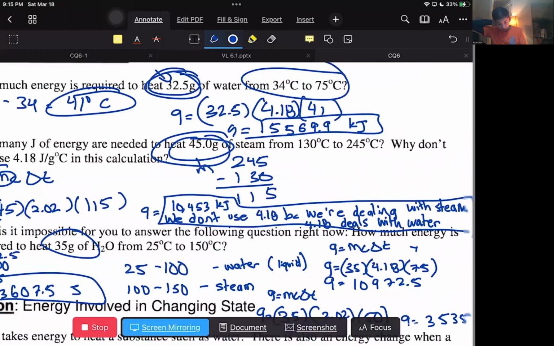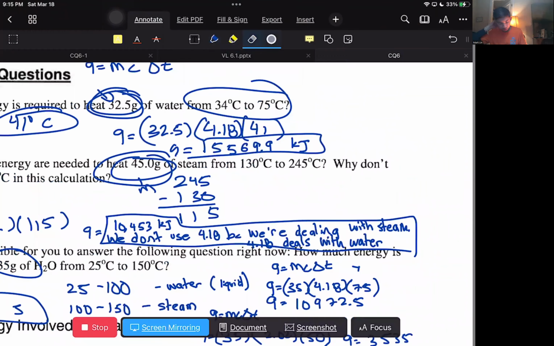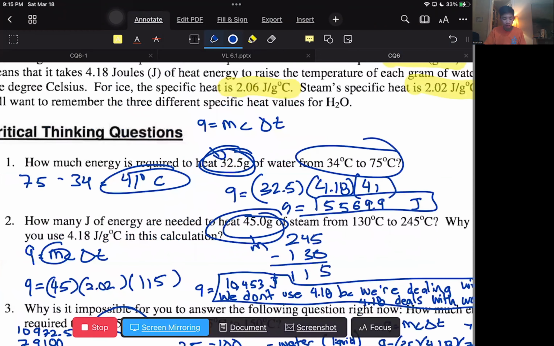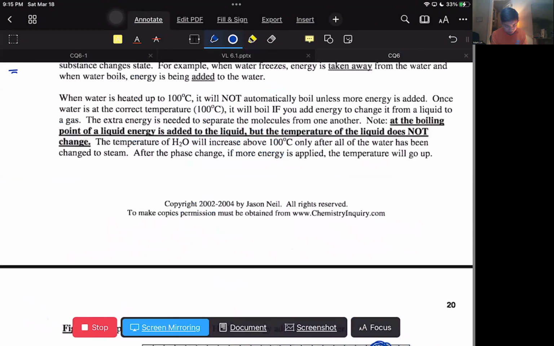One mistake made here: it's not kilojoules, it's joules. This is because I just used the wrong value. So just joules. Okay, next one.